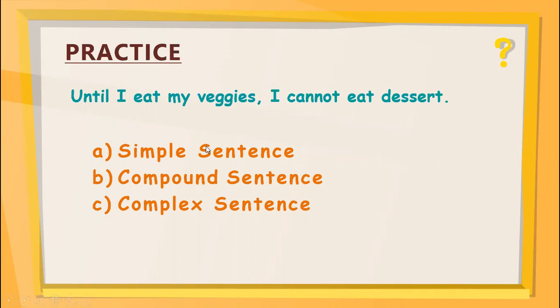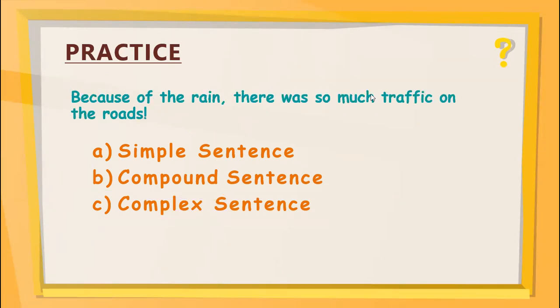Until I eat my veggies, I cannot eat desserts. It is complex because we have "until", it's a rabbit. Very good.